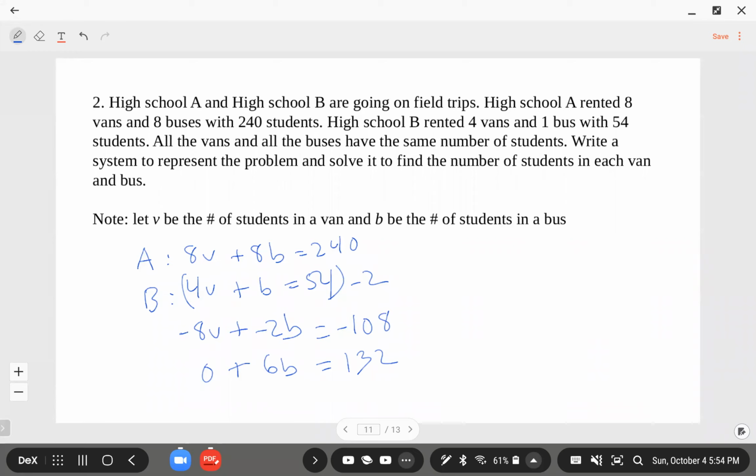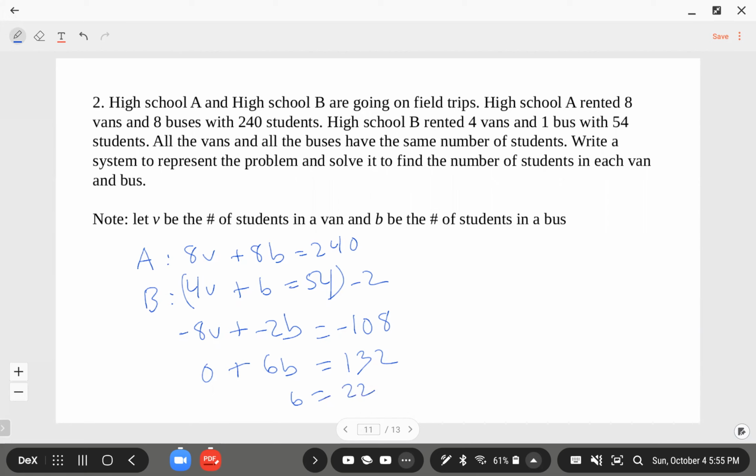Okay, yes. And then to get b by itself, you just have to divide both sides by 6. b equals 132 divided by 6, which is 22. So each bus can hold 22 students.